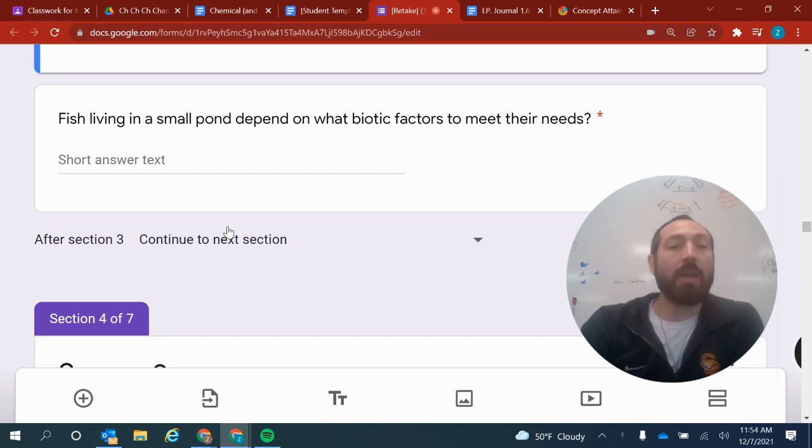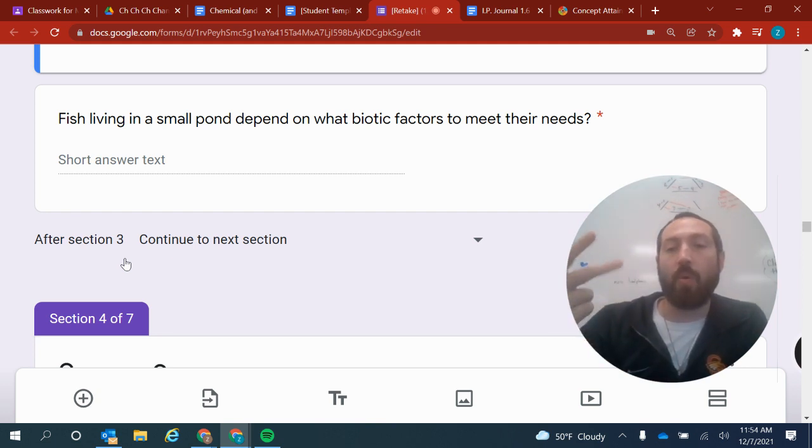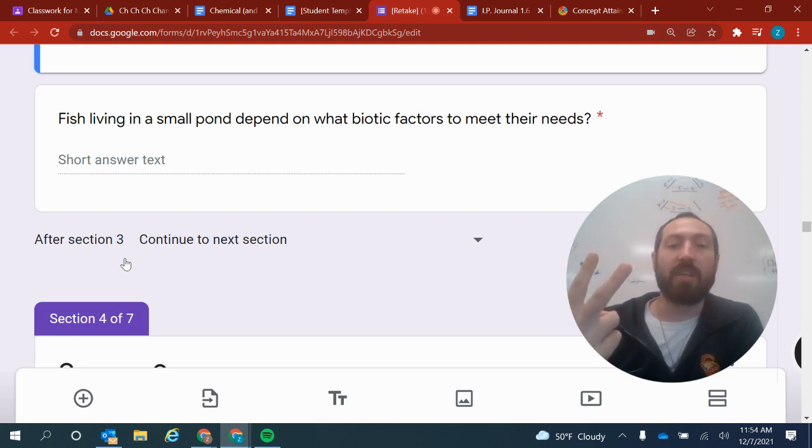meet their needs. So, first of all, you need to understand what are the 5 essential resources. So, the 5 essential resources are food, air, water, shelter, and mates. So, the first thing they depend on is other fish, right? Other fish are the mates. Okay, is air living? No. So, they don't depend on air for their biotic factors.